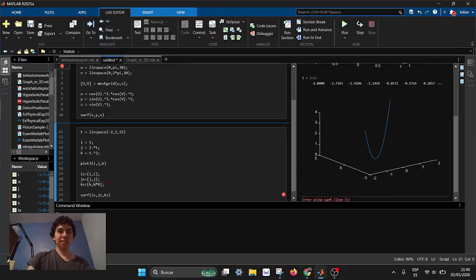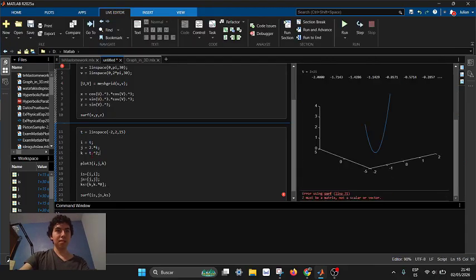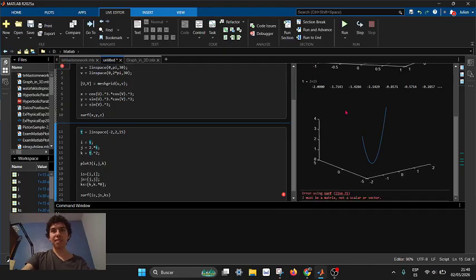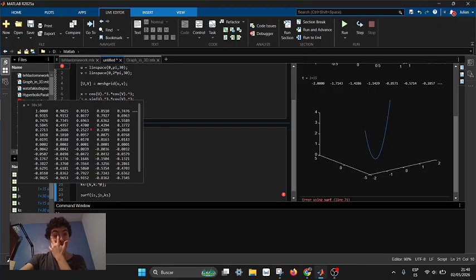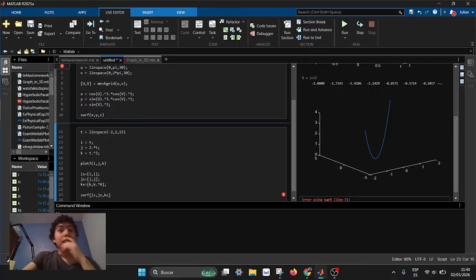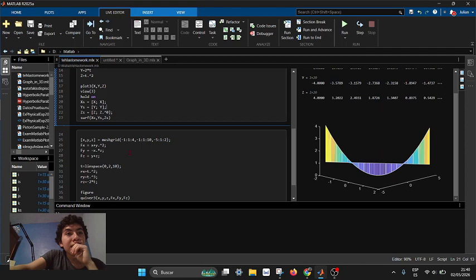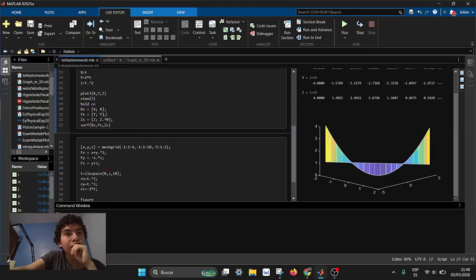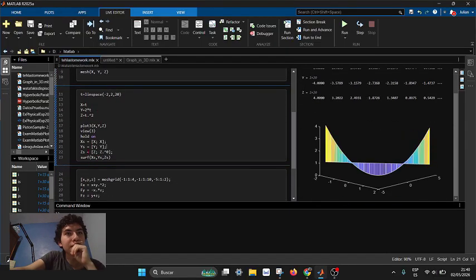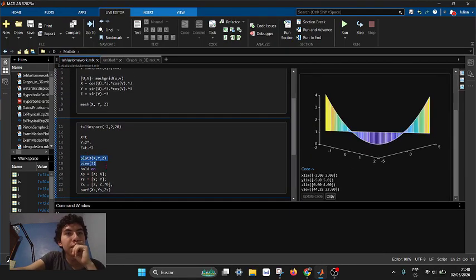It's not working. Why is it not working? It worked earlier. Let's try an exponential. It's not working again. Okay, let me see what's wrong with it. I did it just earlier. Quiver. I have to use quiver? Oh wait, no, that's for the third one. My bad, spoilers. Plot3.